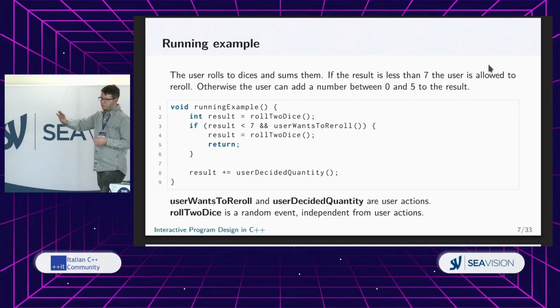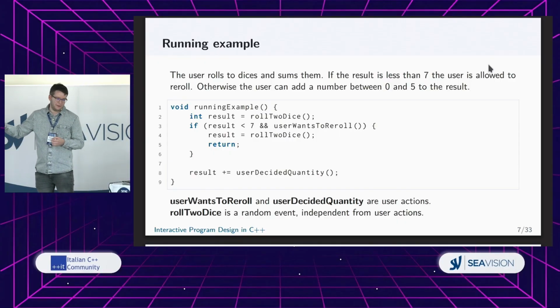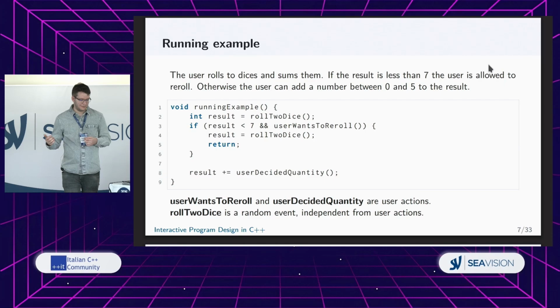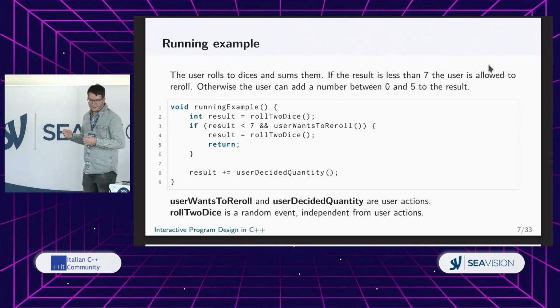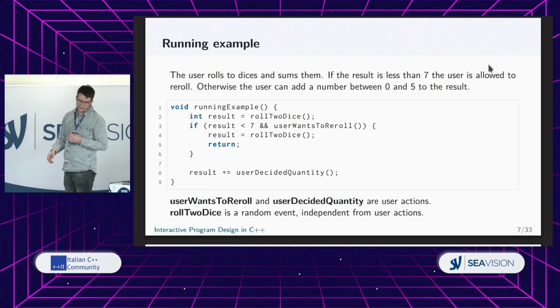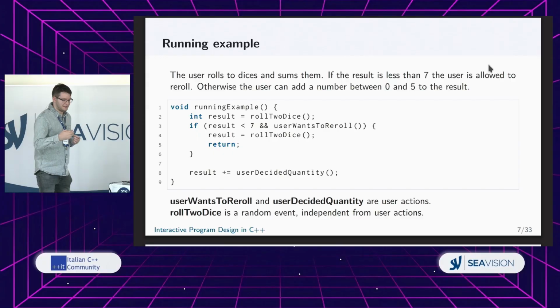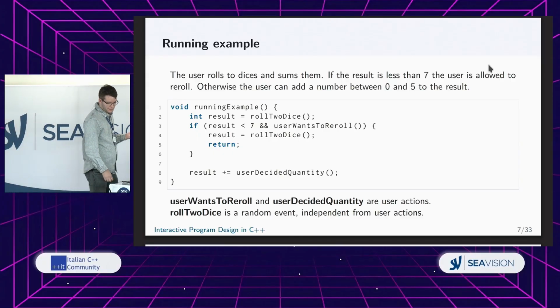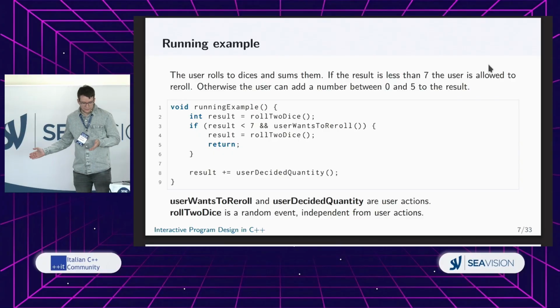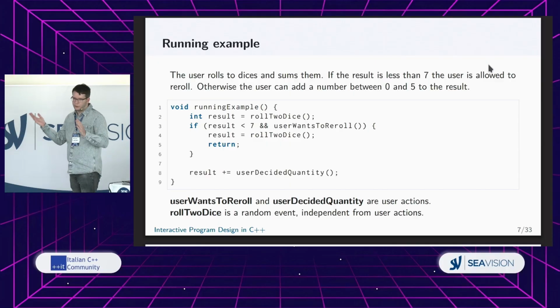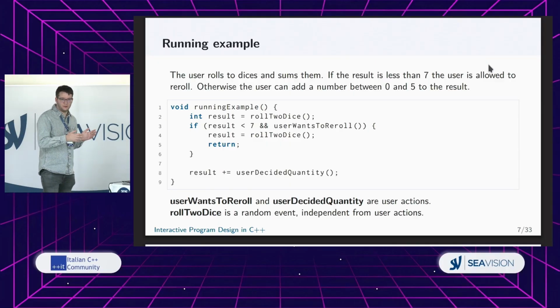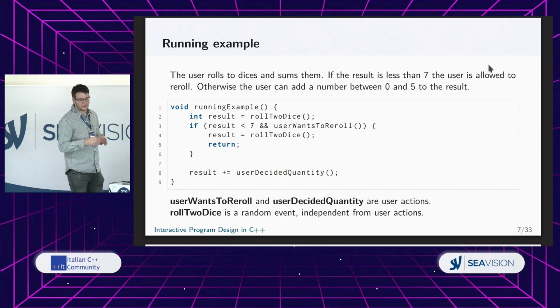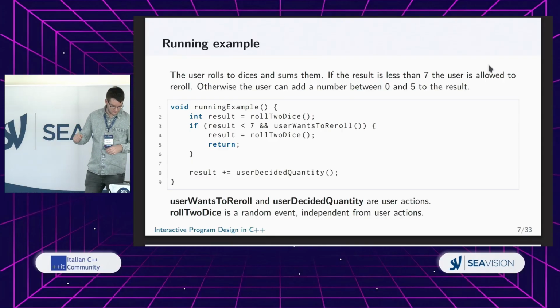This makes no sense, but this was the only thing I could fit on a slide, so we have to run with this. And here we have actions. User wants to reroll, and user decided quantity are user actions. And everything else is regular code. Rolling 2 dice is a random event, but it is not a user action. It's performed independently from the user.